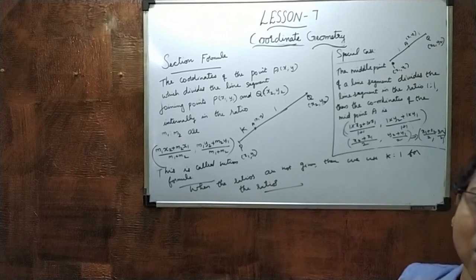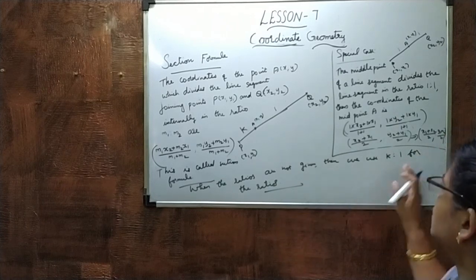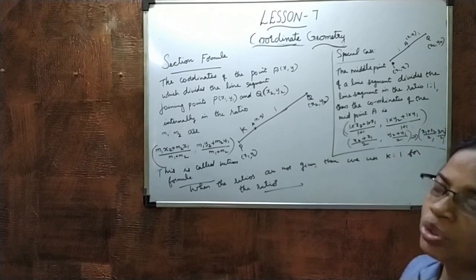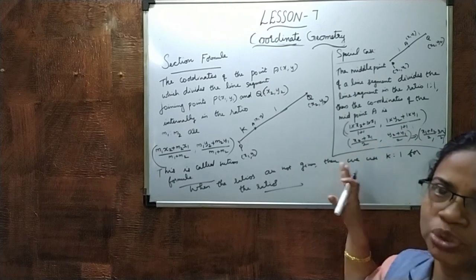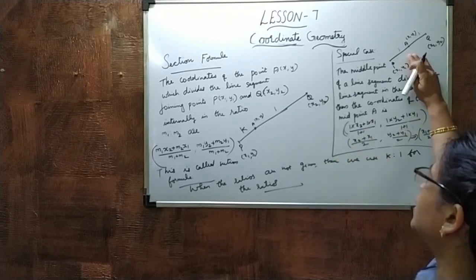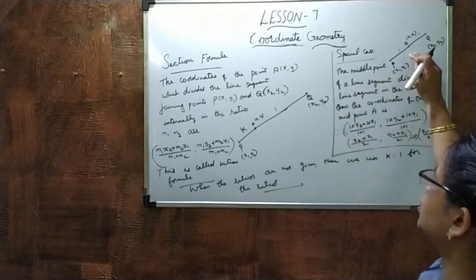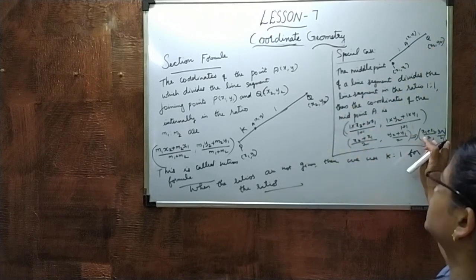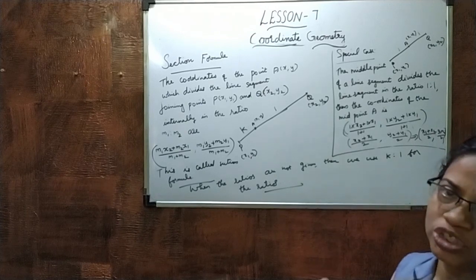We already studied how to find out the middle point. Already we did one question also using this formula, (x1 plus x2) by 2 and (y1 plus y2) by 2. I want to show how it comes. When a middle point divides this line segment in the ratio 1 is to 1, then you will get it as (x1 plus x2) by 2 and (y1 plus y2) by 2.